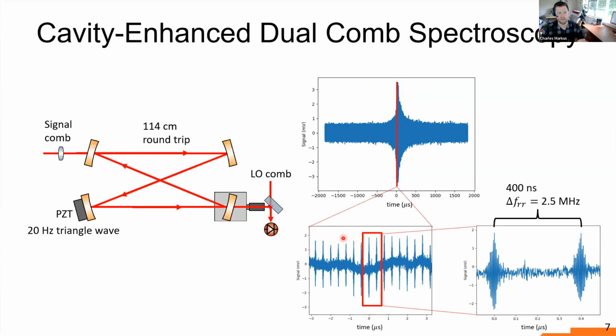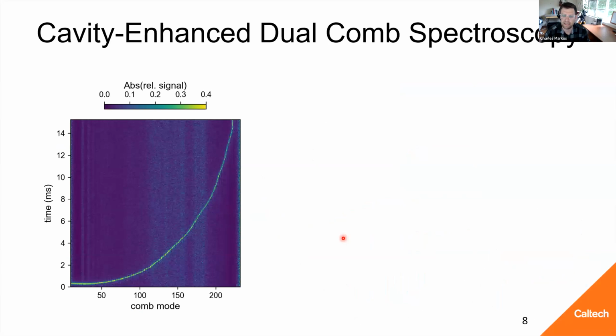And so what we do with this is we bin them into 4 microsecond groups, and we perform a Fourier transform. And what the data ends up looking like is this heat map. So this is the absolute value of the transmitted heterodyne signal. On the x-axis, we have the comb mode, and on the y-axis, as we move up, we're moving forward in time. And so you can see at early times, we have this group of comb teeth which are transmitting at roughly the same time. And then as we go forward in time, as the dispersion of the cavity mirrors causes a slight disagreement between the repetition rate and the free spectral range, the comb modes start to transmit sequentially, which is what you see happening here.